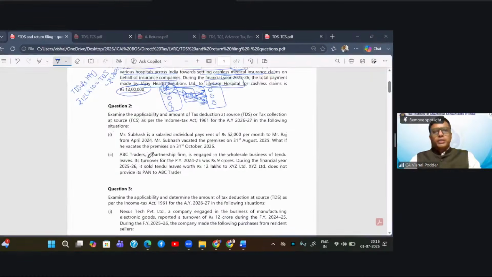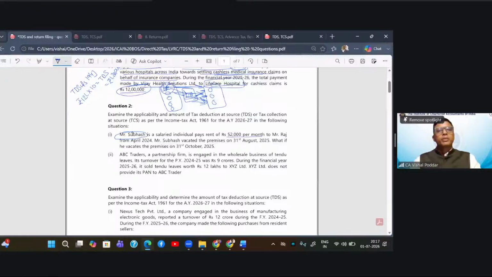Okay. The next, Mr. Subhas is a salaried individual, pays a rent of 52,000. Now here that special provision of which section students will come? We just discussed this. I was explaining to you the difference between regular and special provisions, and I had given you a glimpse of the special provision. See, rent is 194I, I agree. But here you are not covered in 194I. Why? For being covered in 194I, the person should not be an individual or HUF. And if the person is an individual or HUF, the person should be engaged in business having turnover of more than 1 crore or profession having gross receipts of more than 50 lakhs. That is not the case. The person is not engaged in business. The person is a salaried individual. So 194I is gone. Which is the other section instead of 194I?